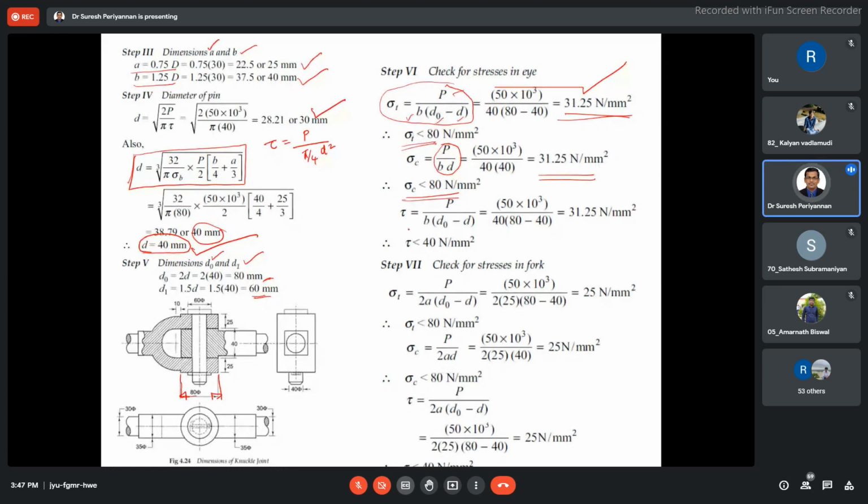Now shearing failure of the eye end, because B is present in the eye only. This is P by B into D0 minus D. From this, we find the practical shearing stress of the shear failure. This is less than the permissible limit of 40 Newton per mm square. Now this is with respect to the eye end.